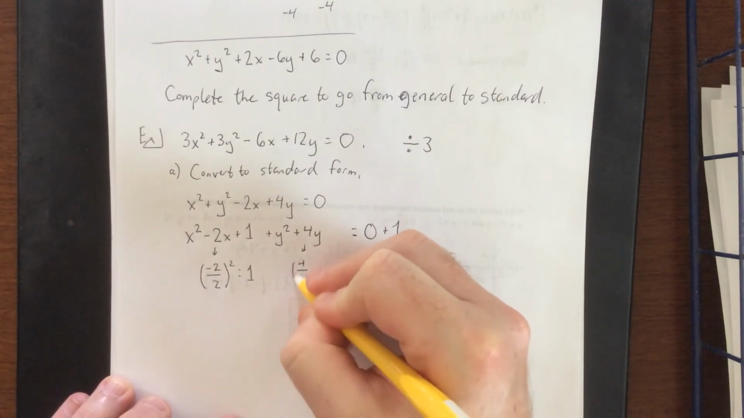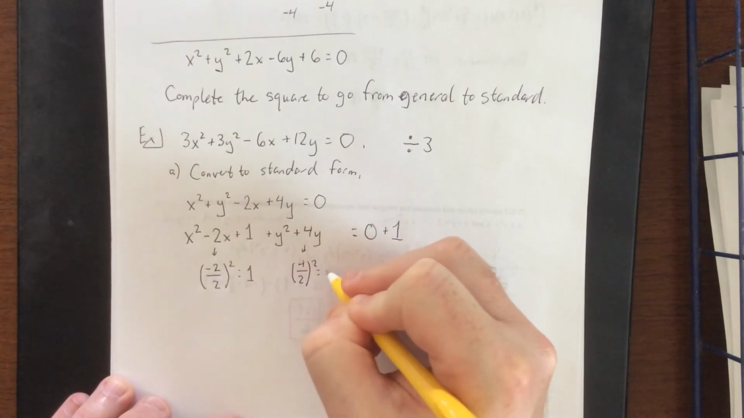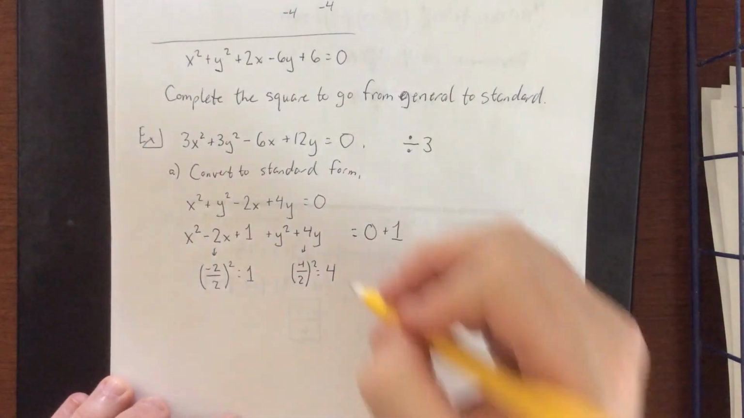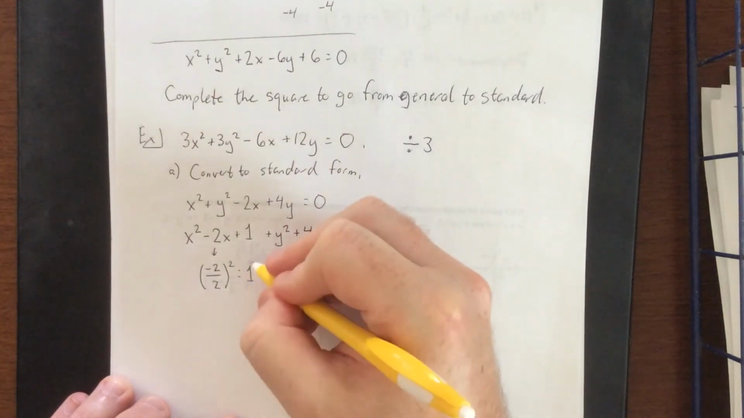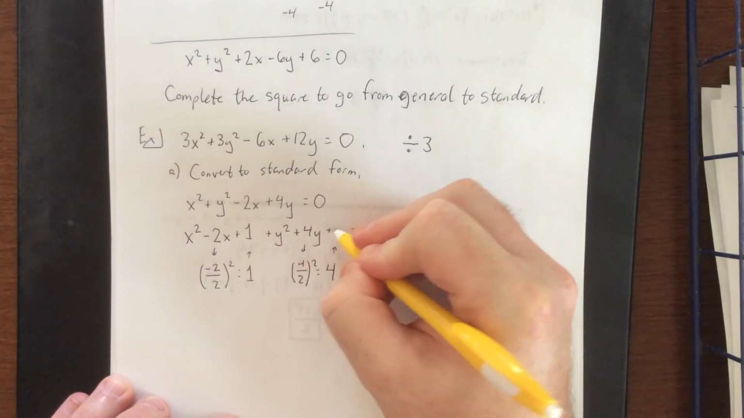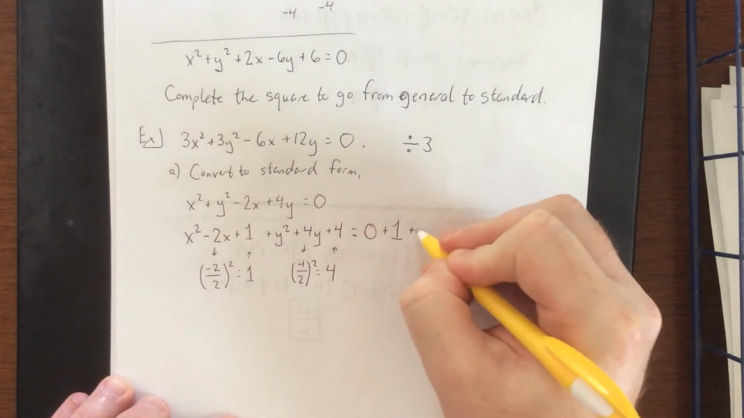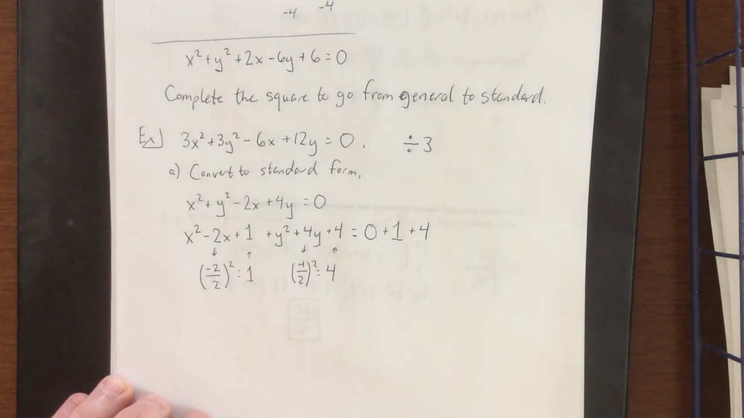So same thing for this one. We divide by 2, we square the result. Result is 4. So a 4 is going to complete the square for the y terms. I'll get a +4 over here as well.